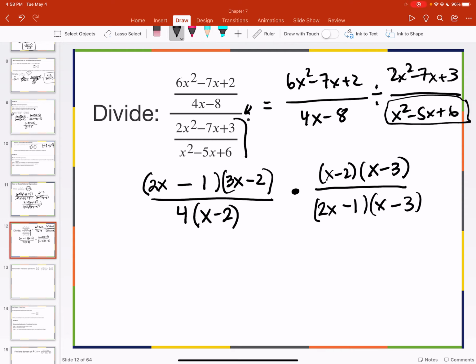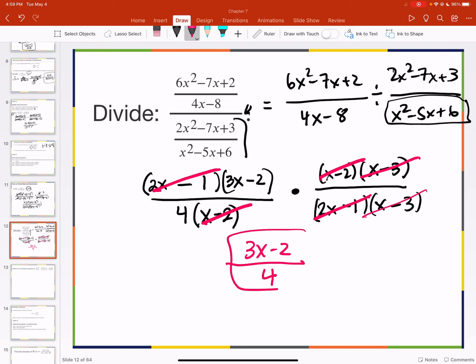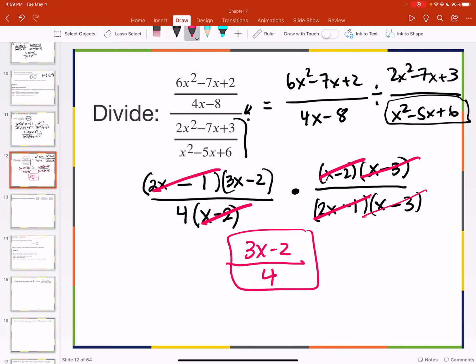Okay, and now we can go ahead and cancel out all our common factors. So the 2x minus 1 goes away. This x minus 2 goes away. This x minus 3 goes away. And then what's left over? 3x minus 2 over 4. That's nice.